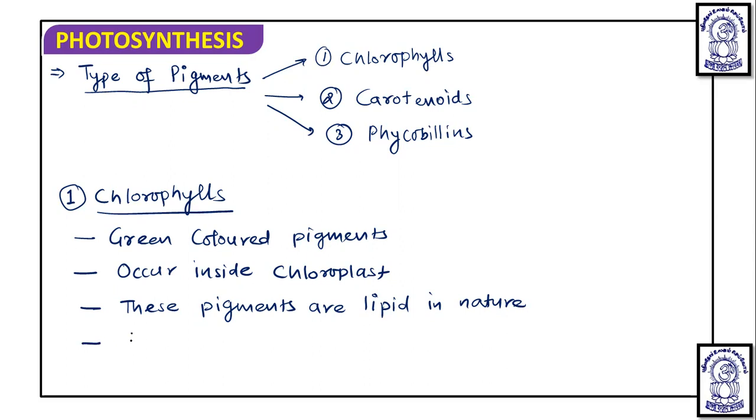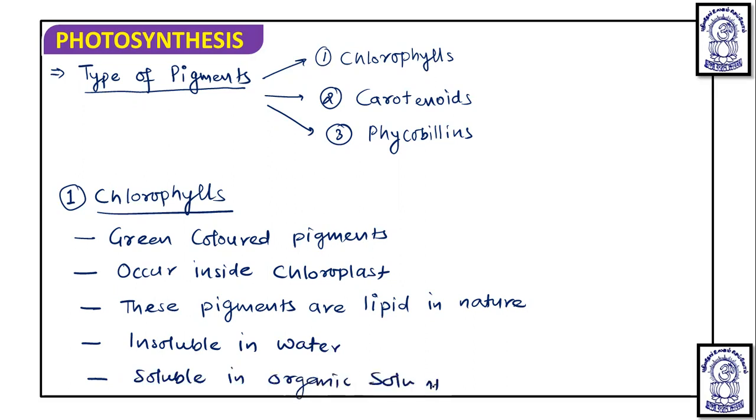Apart from this, they are insoluble in water and soluble in organic solvents. So these are the characteristic features of these different chlorophylls. They are lipid in nature. They are lipid molecules. So because of this, they are insoluble in water, but they are soluble in organic solvents.